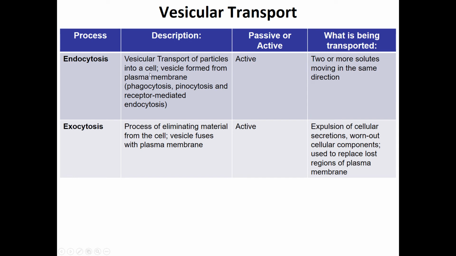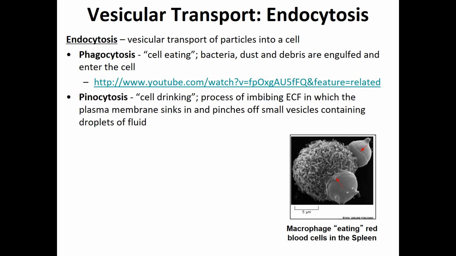The vesicle itself will be formed from the plasma membrane, and there are several different processes associated with the overarching theme of endocytosis: phagocytosis, pinocytosis, and what's known as receptor-mediated endocytosis. This is an active process, so ATP is required, and what's being transported is two or more solutes moving in the same direction. So in looking at endocytosis itself, again, I gave you the definition: vesicular transport of particles into the cell. Phagocytosis is cell eating.